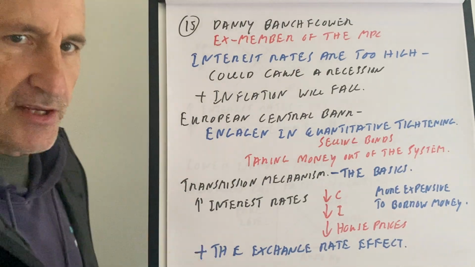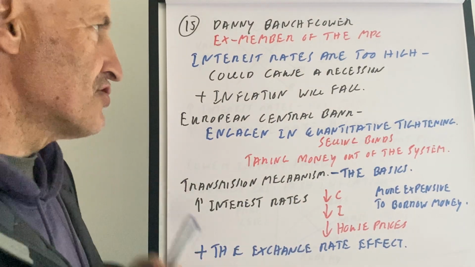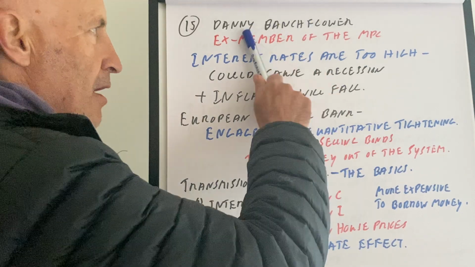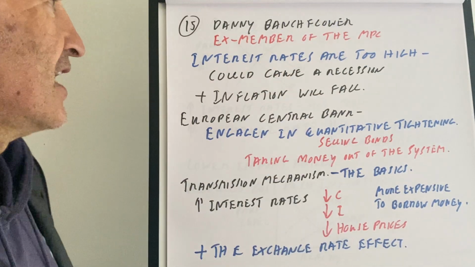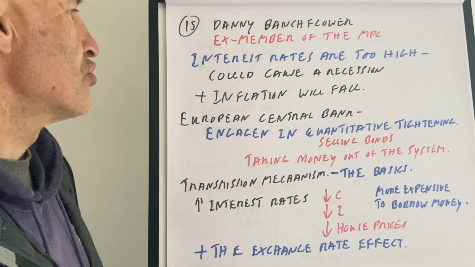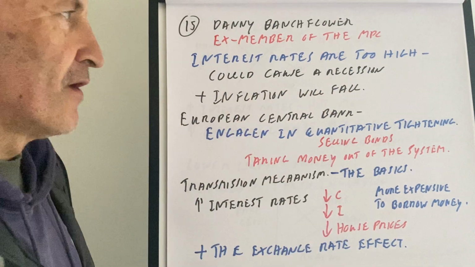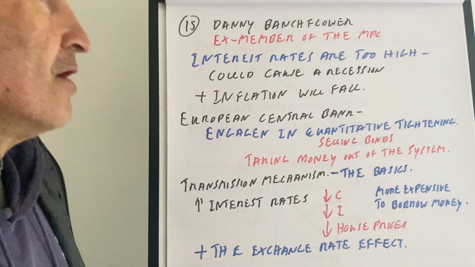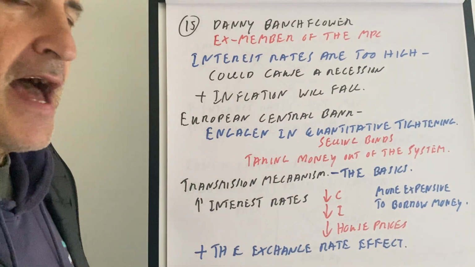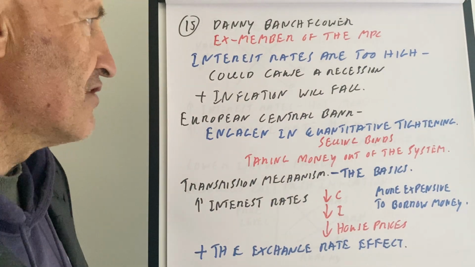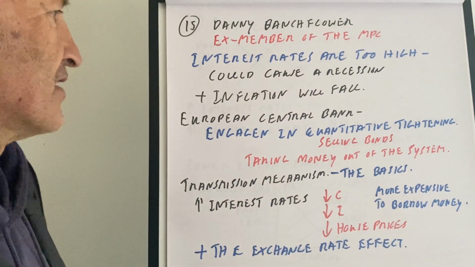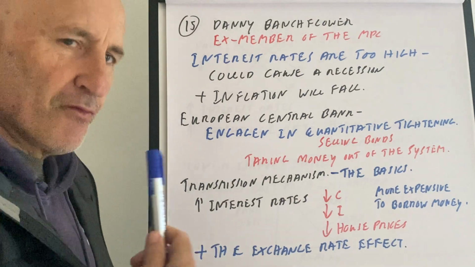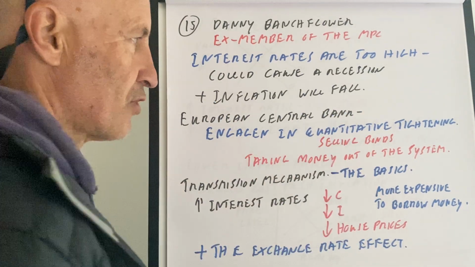Danny Blanchflower. Okay, so right now we've got this big problem. Interest rates are 4.5%. Danny Blanchflower, as an ex-member of the MPC, says the interest rate is now too high. At 4.5%, this could cause a recession because that will cause a fall in demand. And if there's a recession, that leads to a decrease in tax revenues, and it's a really, really bad thing to do. And he says inflation will fall anyway, because eventually the oil and gas price will come down.